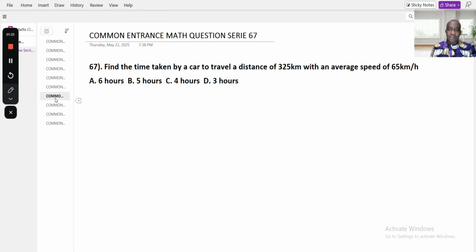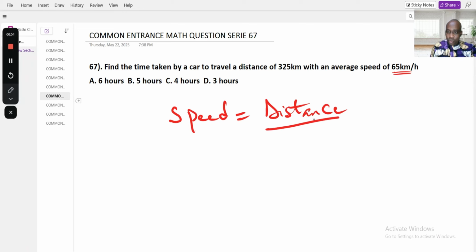Find the time taken by a car to travel a distance of 325 kilometers with an average speed of 65 kilometers per hour. Wherever you see 65 kilometers per hour, know that it is speed. What is the formula for this? The formula for speed is distance over time. This is the formula if you want to calculate something that involves speed, distance, and time.